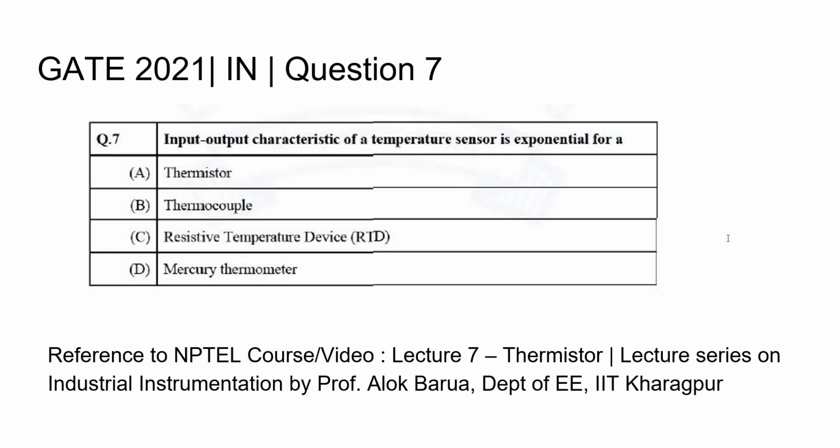7 Instrumentation Engineering A 2021. The input-output characteristics of a temperature sensor is exponential for a thermistor, thermocouple, RTD or a mercury thermometer. We have to choose one among these options.